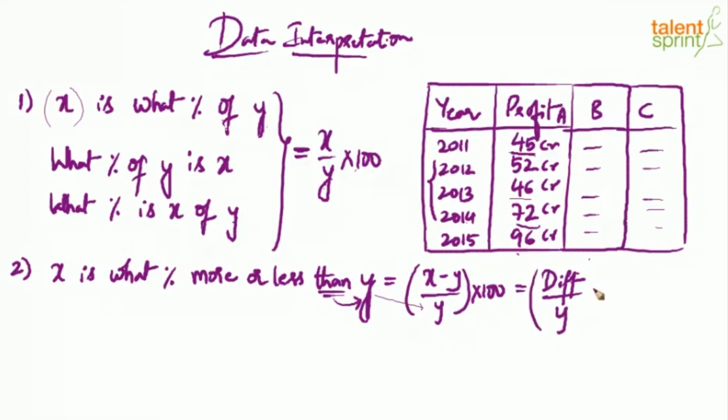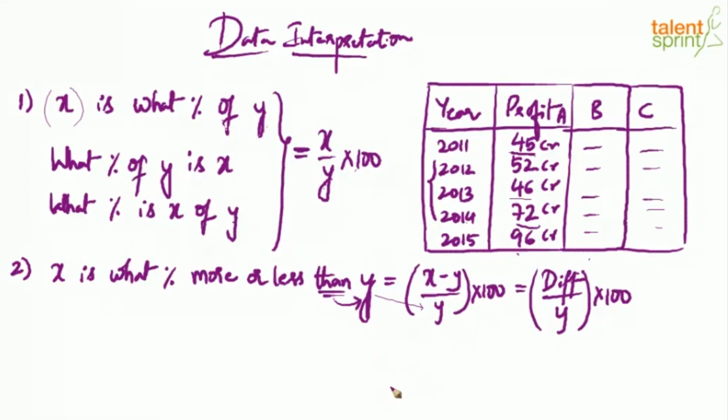With respect to what? With respect to Y into 100. So X is what percentage more or less than Y? X minus Y by Y into 100. Remember, the question can also be asked simply as X is what percentage more than Y? X minus Y by Y into 100. X is what percentage less than Y? X minus Y by Y into 100.